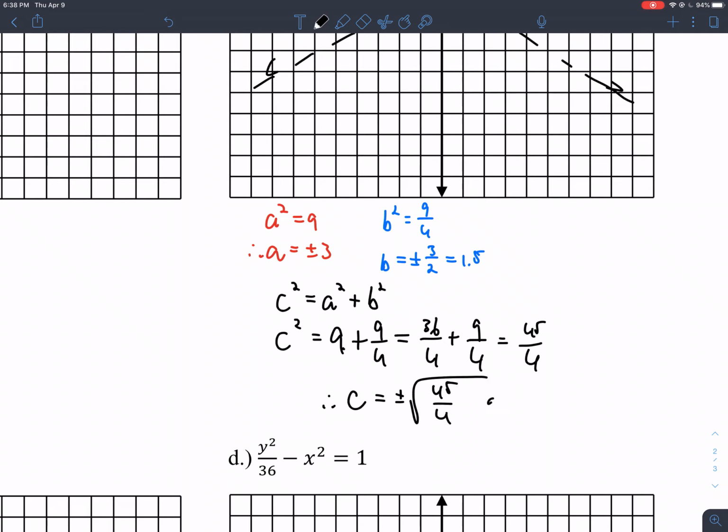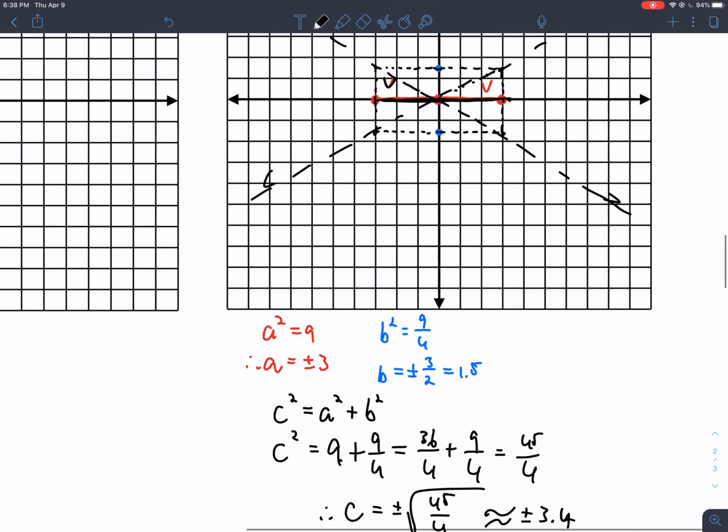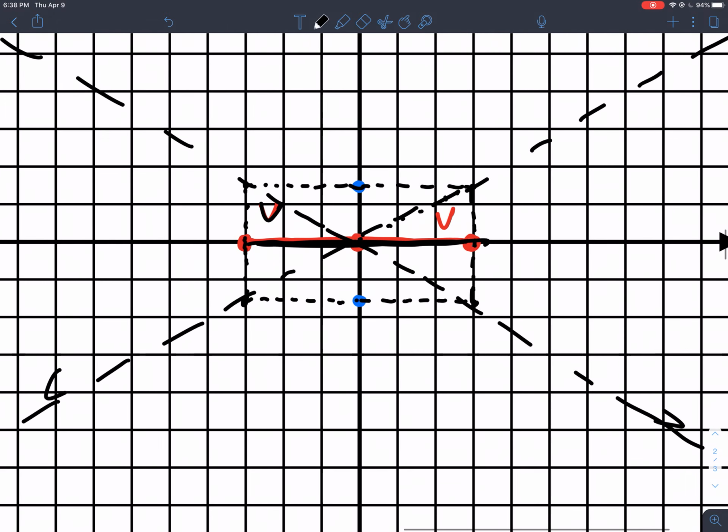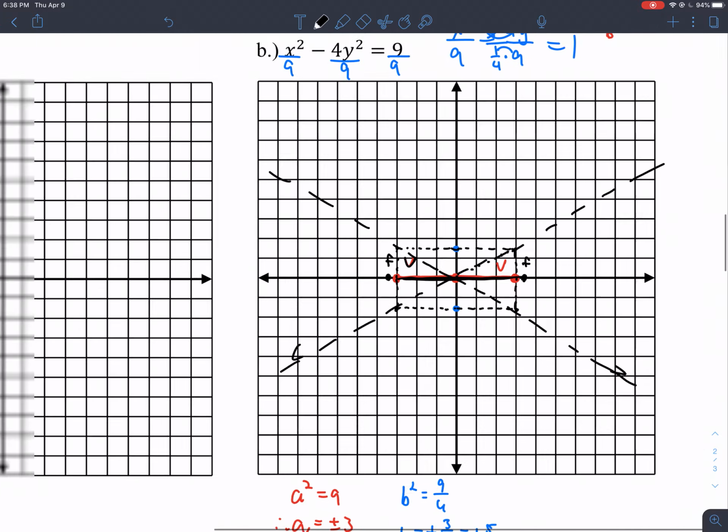That's irrational. Make it a decimal on your calculator, you get plus or minus 3.4, something like that. And so what we're saying is the foci are 3.4 away from the center. So 1, 2, 3.4, maybe about here. That's a focus, and then maybe about here. That's another focus.